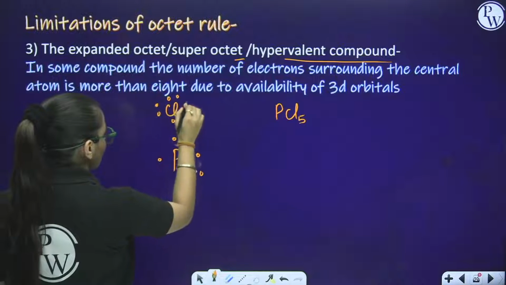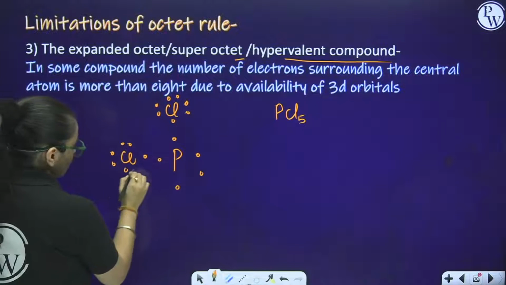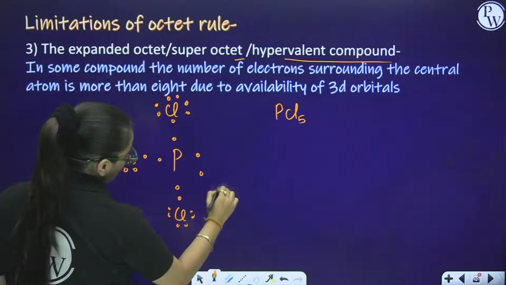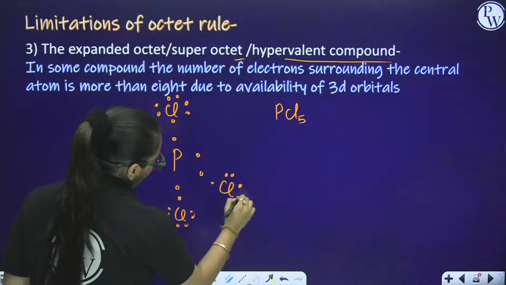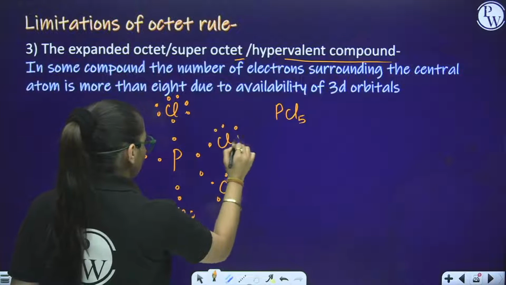Chlorine has 1, 2, 3, 4, 5, 6, 7 electrons in its outermost shell.